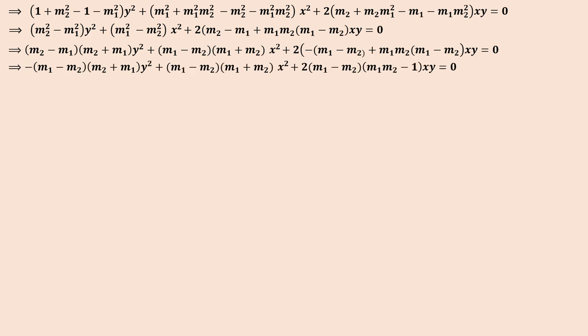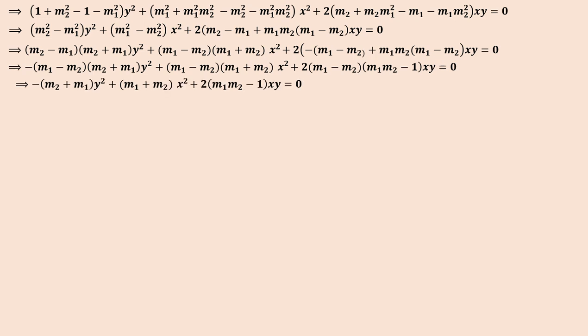Next, taking minus outside from the first term, minus (m1 minus m2), so reverse the term, plus (m2 plus m1) y square plus (m1 minus m2)(m1 plus m2) x square, plus 2, in that both terms m1 minus m2 is common, take it outside, 2 into (m1 minus m2), so (m1 m2 minus 1) xy equal to 0.